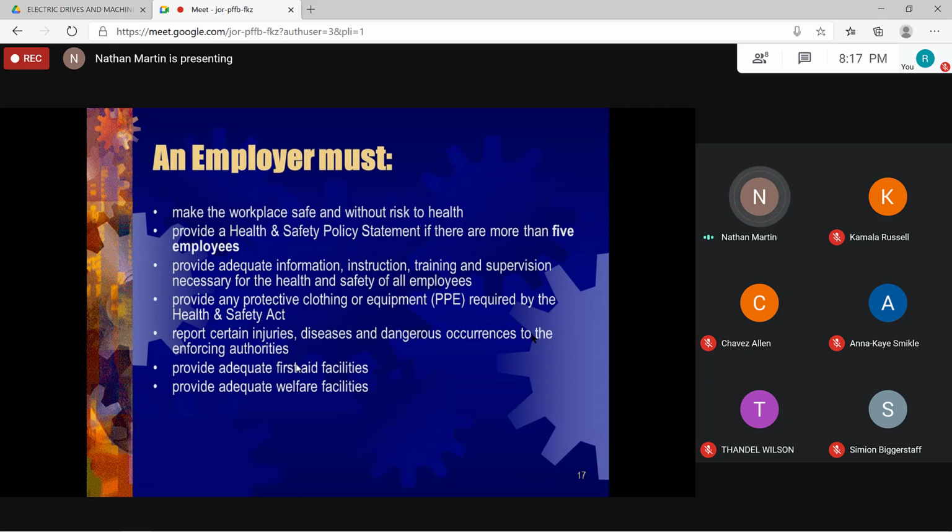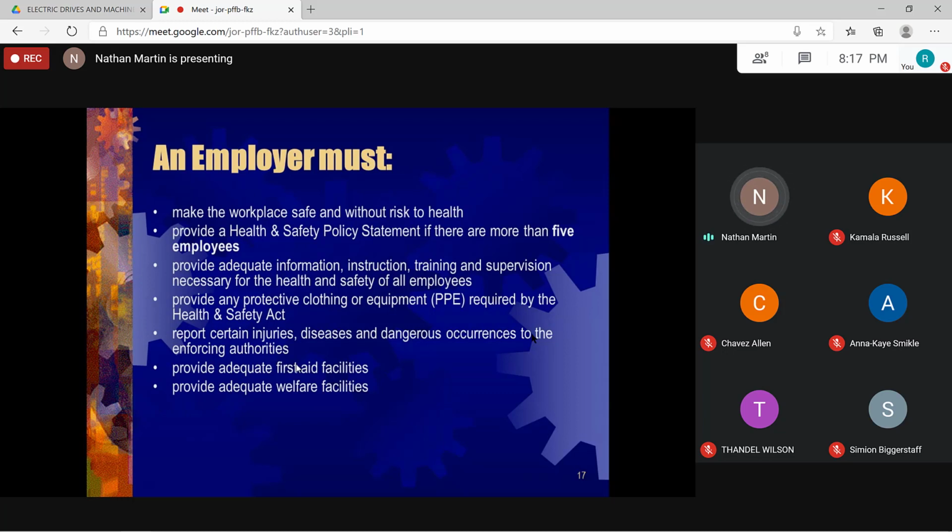All right. Report certain injuries, diseases, and dangerous occurrences. Dangerous occurrences is very important, guys. When you are in the workplace, if you have a near miss, that is what we call a near miss. Report all near misses, because a near miss means that a hazard exists, and you need to take care of it. The next person or the next employee might not have a near miss, all right? So you need to take care of it.